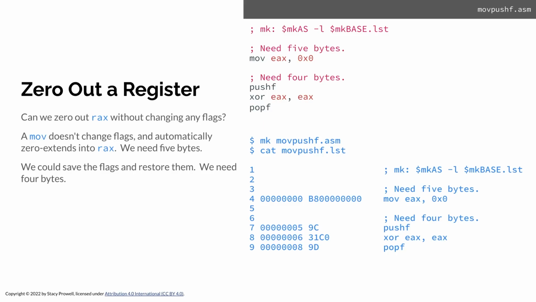Well, another way to avoid setting flags would be for me to push all the flags, do the operation, and then pop all the flags. So here I need a byte for push, a byte for pop, and then 2 bytes for an XOR or a sub to zero out the register. That gives me 4 bytes. I save a byte over the move, I don't modify the flags, and I still zero out the register. That's good. That's pretty cool.